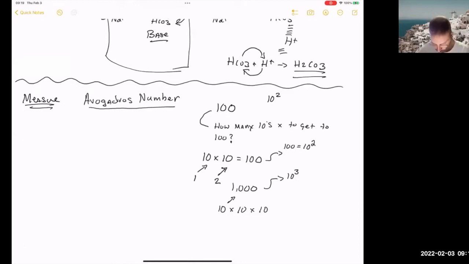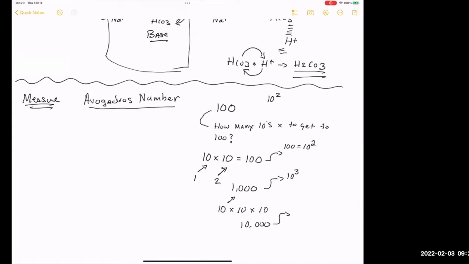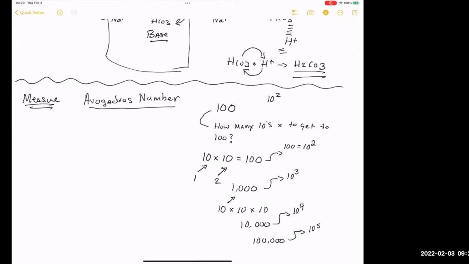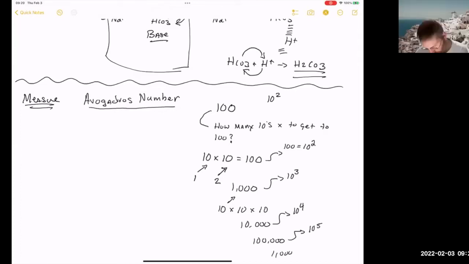What about 10,000? How many tens do you need? 4. 10 to the 4. What about 100,000? 5. 10 to the 5. Good. What about 1,000,000? 10 to the 6, right?